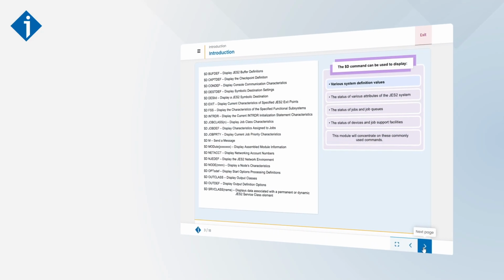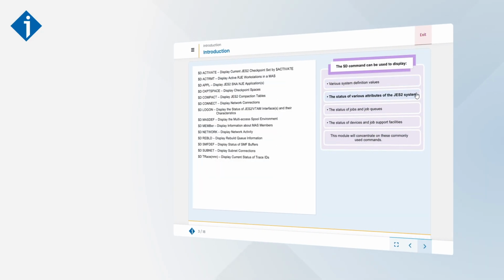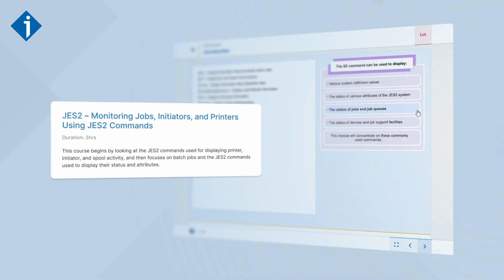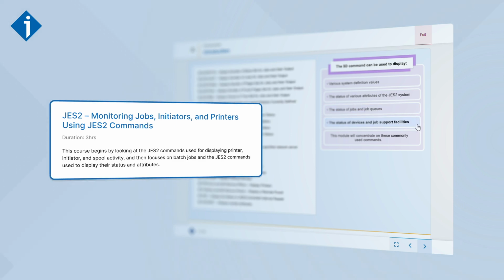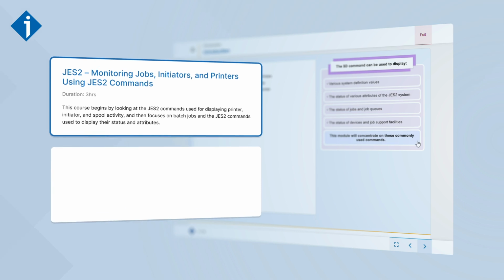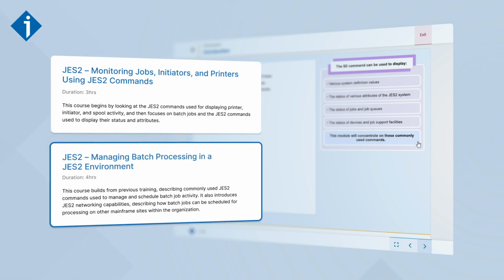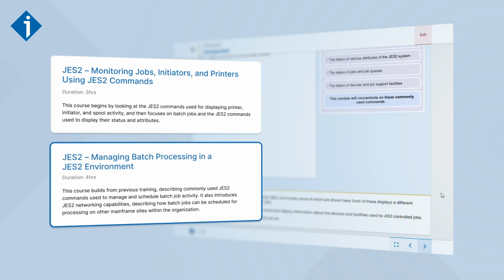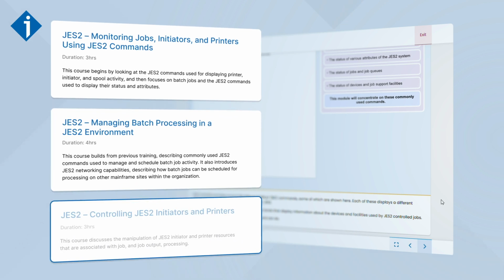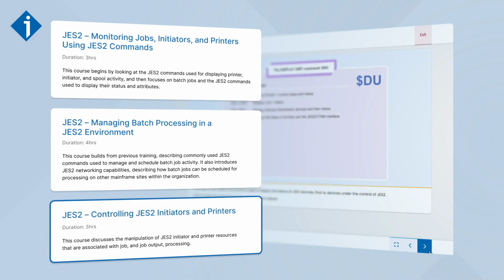The next set of courses is primarily aimed at operators, but systems programmers will also find them useful. They focus on day-to-day and problem resolution tasks, introducing the JES2 command used in these situations. This ranges from scheduling, releasing, cancelling, holding or rerouting jobs to managing initiators that run the jobs and printers that print output produced from completed jobs.